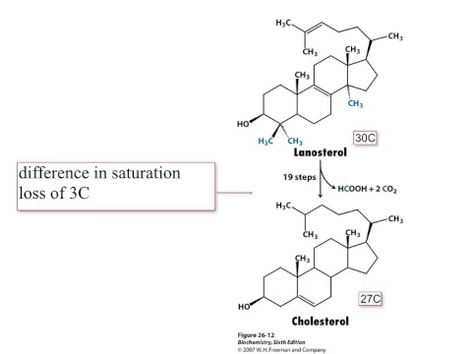And then from lanosterol to cholesterol, there's a difference in saturation and the loss of 3 carbons. So what you need to know from this is that oxidosqualene cyclase cyclizes squalene to lanosterol, and lanosterol is then changed to cholesterol. And that's it.